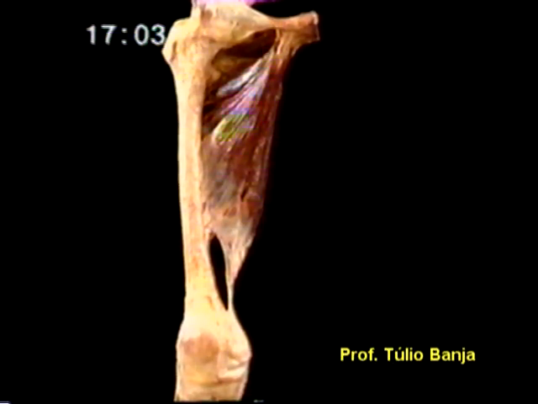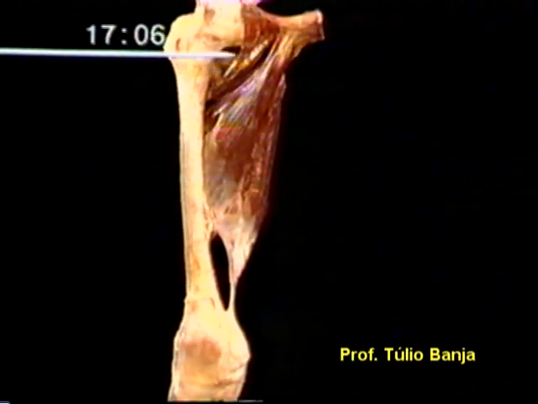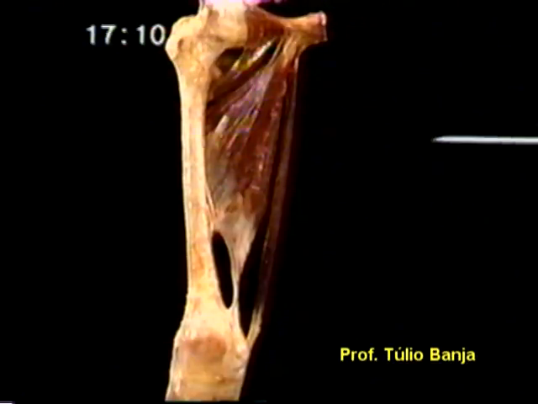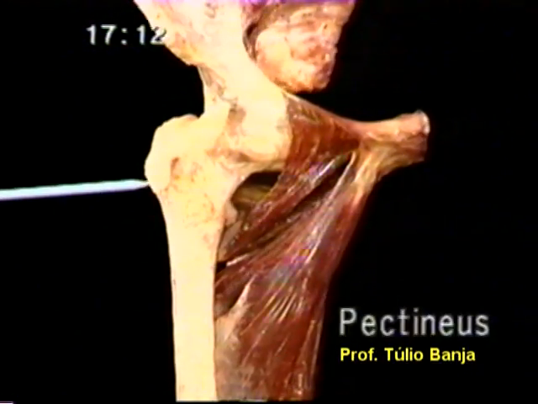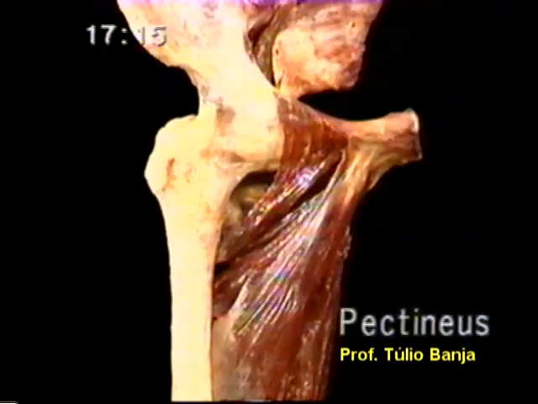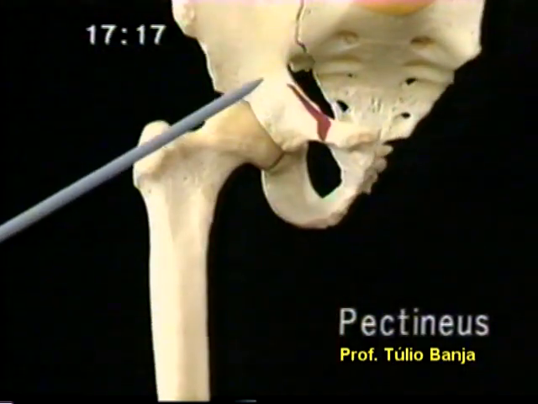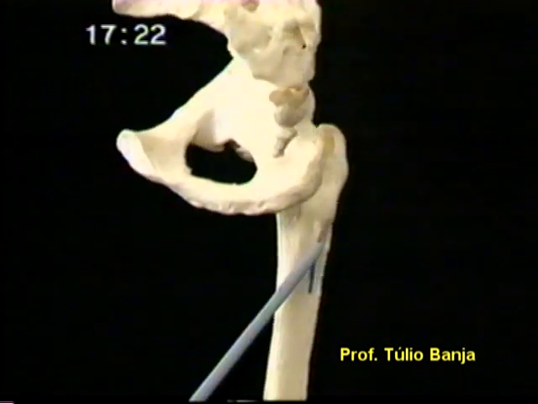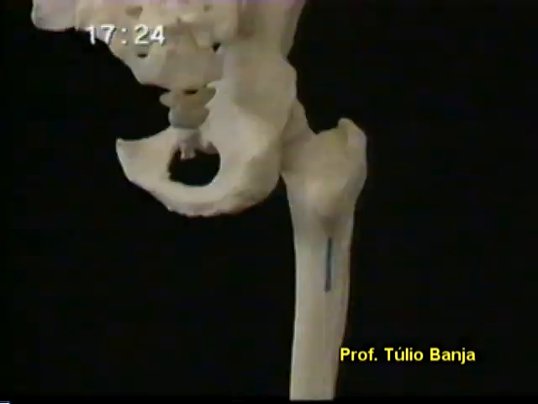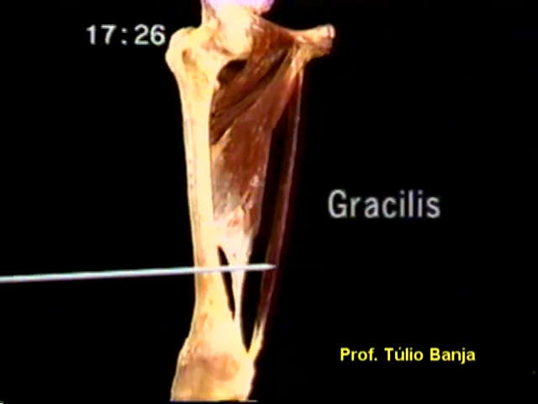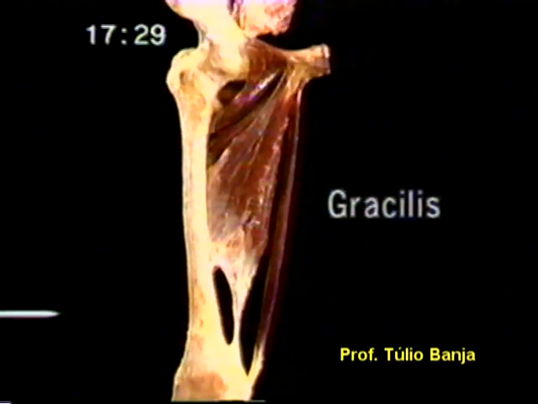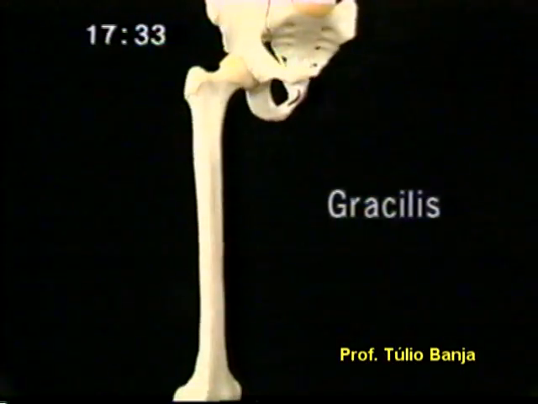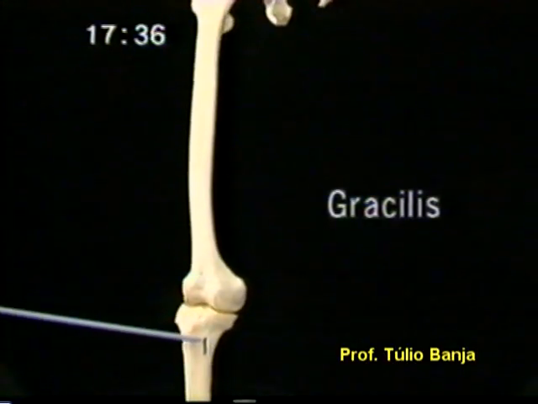The other two adducting muscles are a short muscle, pectineus, and a very long muscle, gracilis. Pectineus is the shortest of the adductors. It arises from this line on the superior pubic ramus. It inserts here, just in front of adductor brevis. Gracilis is the most medial of all the thigh muscles. It arises here on the pubis, and it's inserted all the way down here on the tibia.